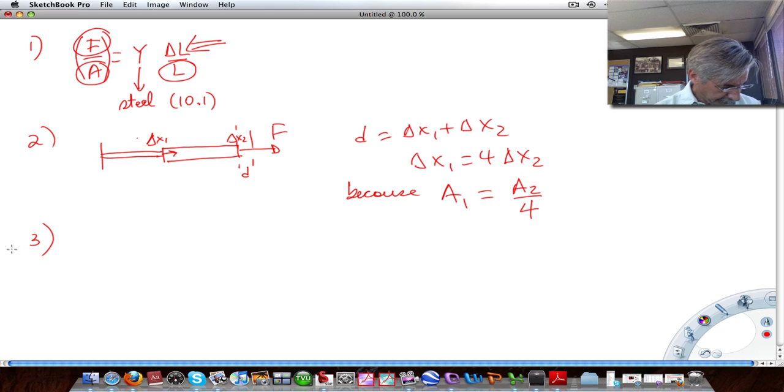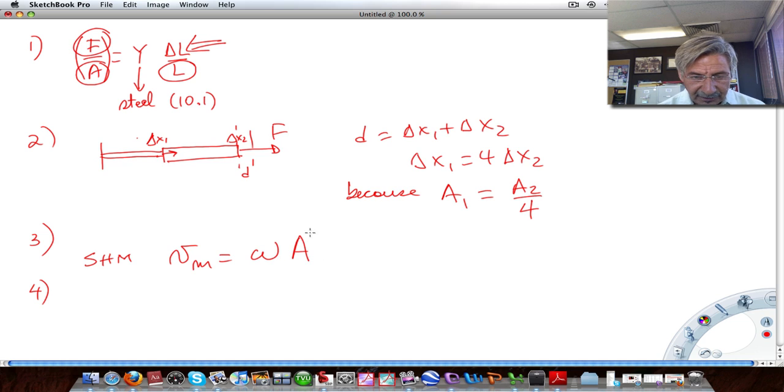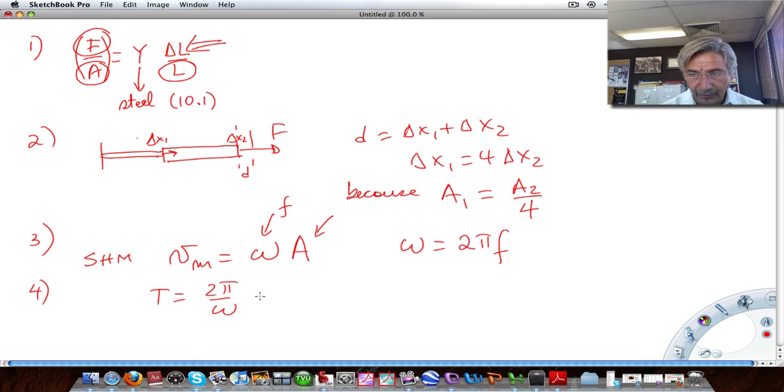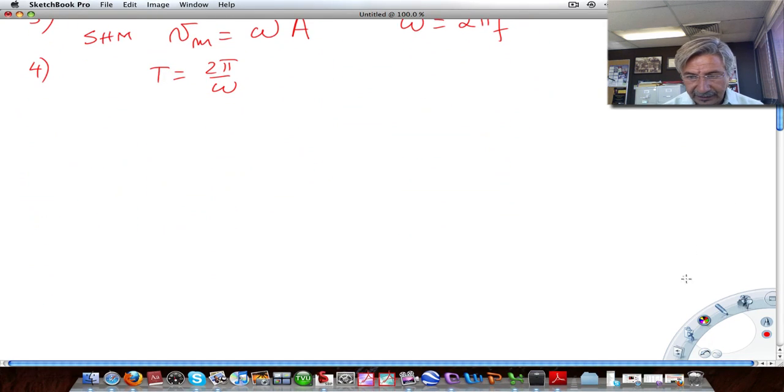Number 3 is a sewing machine, and number 3 and number 4 are connected. In simple harmonic motion, the maximum velocity is given by the angular frequency times the amplitude. In the case of the sewing machine, you are given the amplitude and a frequency f, and you have to remember that the angular frequency is 2 pi f. On number 4, you are given the amplitude and the period. So you have to remember that the period is 2 pi over omega. So let's keep going in here.